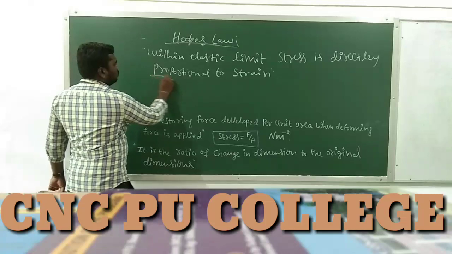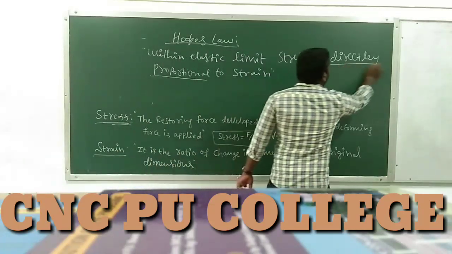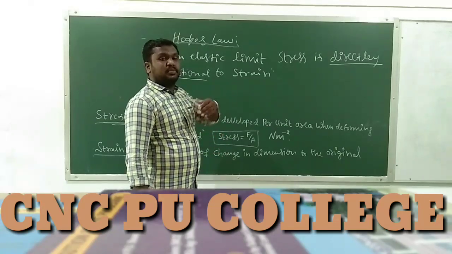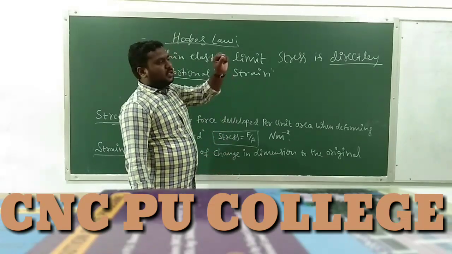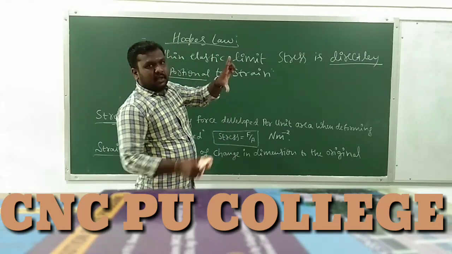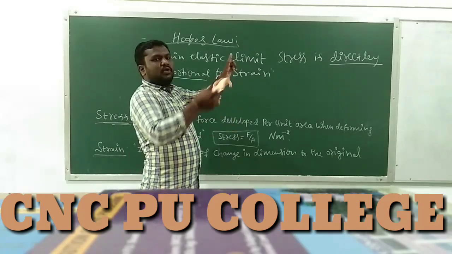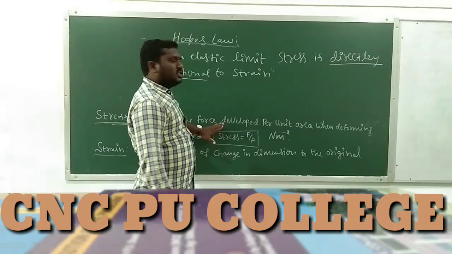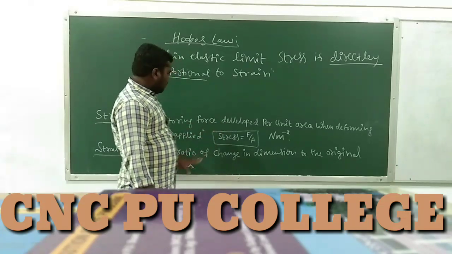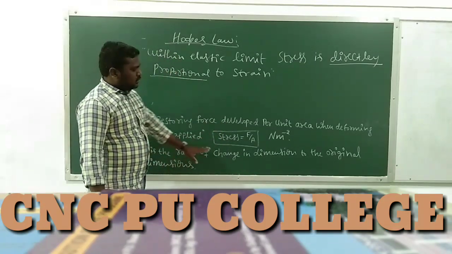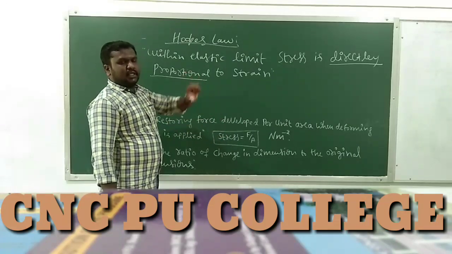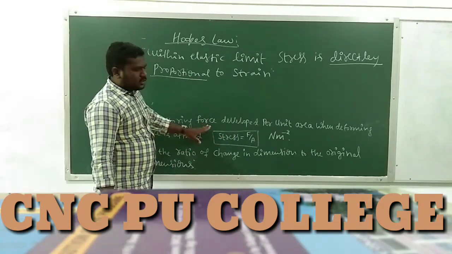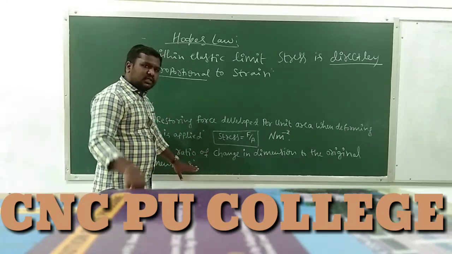Please focus on this portion. Directly proportional. Because if the deforming force is more, the spring elongates more, and the restoring force also becomes more. Then force per unit area, stress, becomes more. Change in dimension is more, so the strain is also more. When stress increases, strain increases.